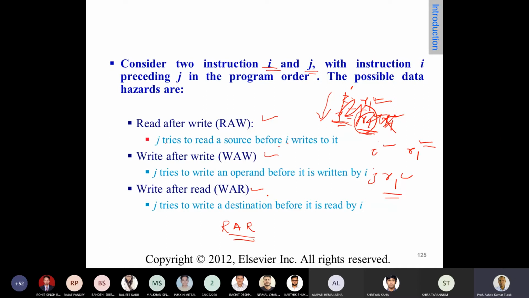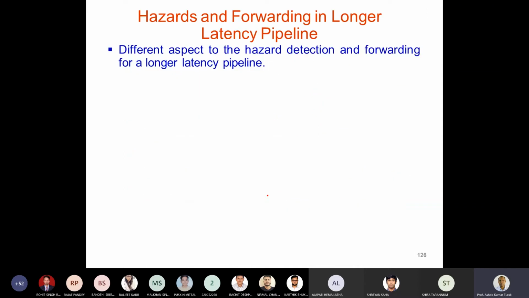So in the pipeline that we have considered, where the functional units take multiple clock cycles, you should also be able to overcome such hazards.